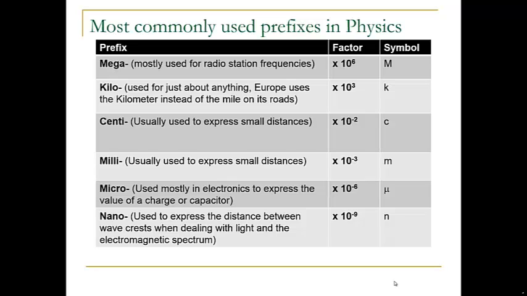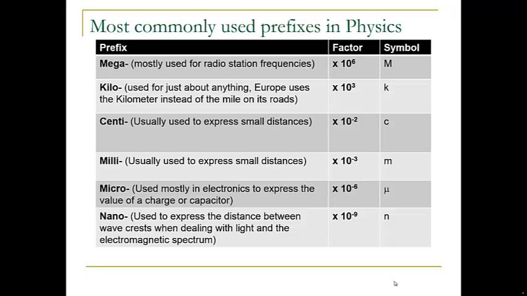So knowing that mega is capital M, kilo is lowercase k, 10 to the third. Centi, 10 to the negative 2, represented by a lowercase c. If you think about cents, there's 100 cents in a dollar, so 100 centimeters in a meter. Milli, lowercase m, 10 to the negative third. Micro, which we'll use a lot when we get into our electrostatics unit later on in the year. And then nano we'll use when we get into light.